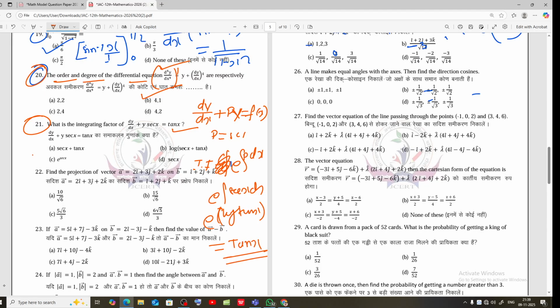Sorry, integration of sec x is log of tan x plus sec x. That means the answer is tan x plus sec x. The first option is correct.